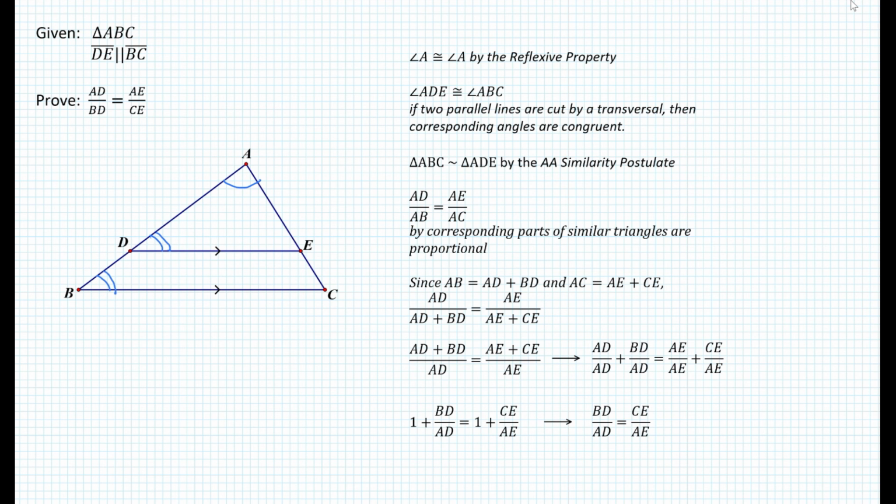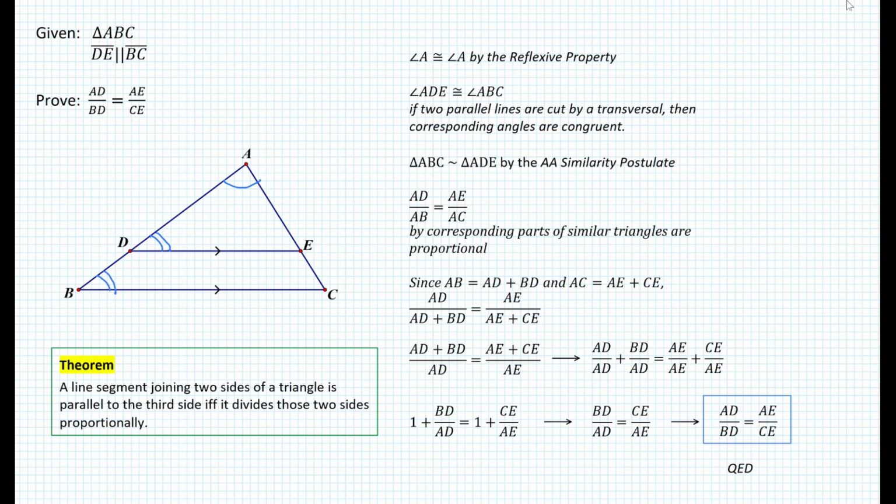And all we need to do now is flip that proportion again by cross-multiplying both sides and dividing, and we obtain that AD over BD is equal to AE over CE. And that is basically the proof. Now that we have proven this, we know that this is actually always going to be true. And therefore, this becomes a theorem. So the theorem states that a line segment joining two sides of a triangle is parallel to the third side if and only if it divides those two sides proportionally.